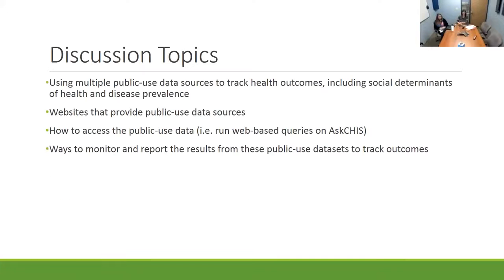Today, as Sue said, we are going to be talking about using multiple public health data sources to track health outcomes, including social determinants of health and disease prevalence, hoping that this will help you with your sites. We're going to go into some detail about websites that provide public use data resources. We're going to talk about how to access these public use data and go through a couple of examples, and then talk about, once you've obtained the data, ways to monitor and report results from these public use data sets to track your outcomes.